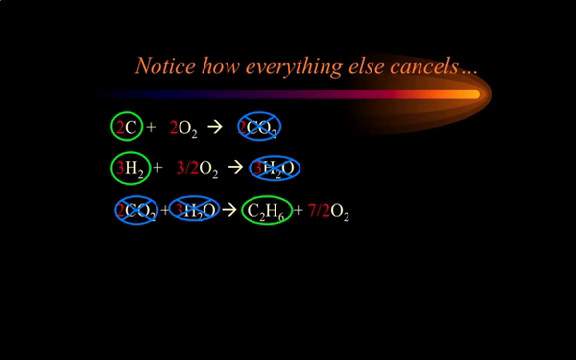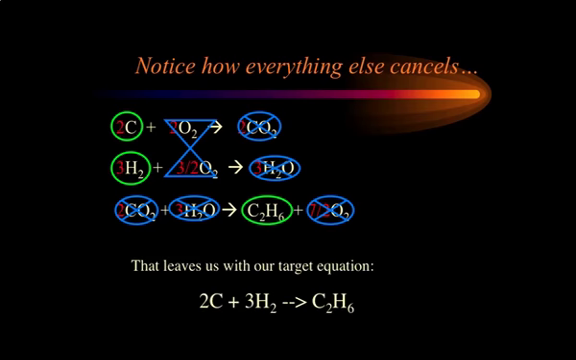Now is that pesky fraction. I have 7/2 on my product side. Do I have 7/2 on my reactant side? I do, yeah, because 2O2 is the same as 4/2 O2. 4/2 O2 plus 3/2 O2 is 7/2 O2, which is what I have on the other side. So that indeed does cancel out. So I have reached my target equation. I am left with 2C plus 3H2 forms C2H6.